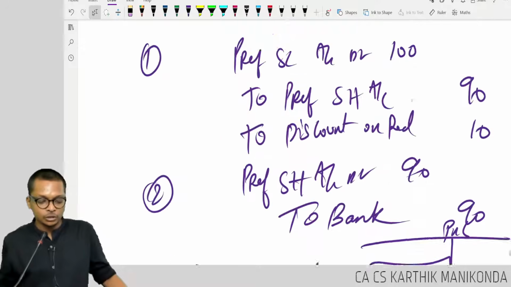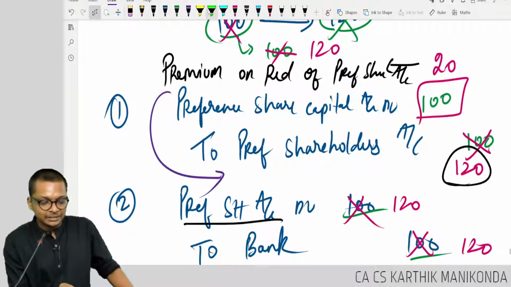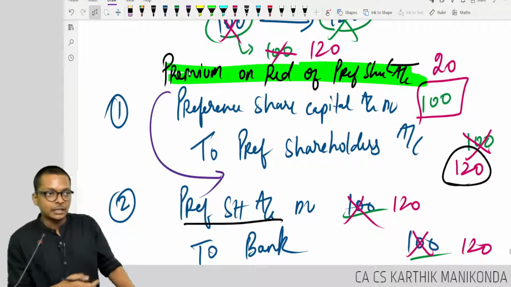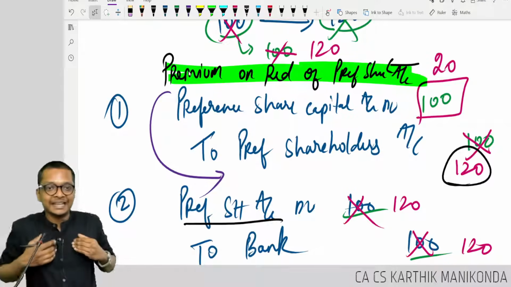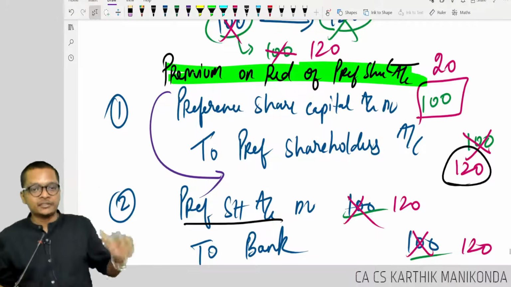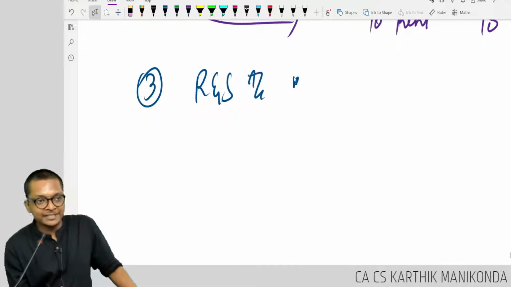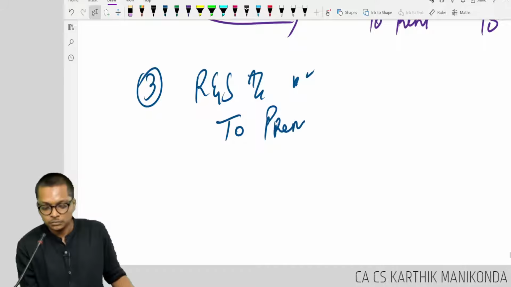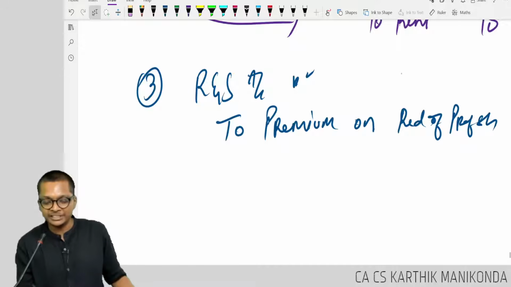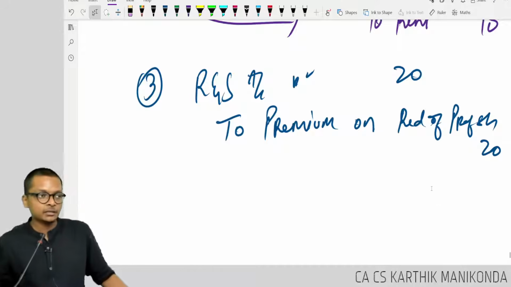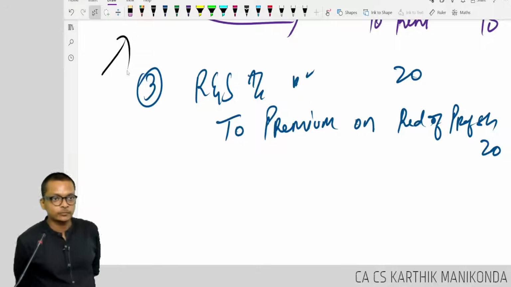Correct? So this debit, I am going back to the first base, this one, this debit, I should transfer to my P&L or in other words, I should transfer to my reserves. That is my third entry. Transfer of premium on redemption to reserves. So let me write the third entry: reserves and surplus account debit to premium on redemption of preference shares. How much in our example was it? 20. This is the third entry. Sir, 3 out of 4 entries done, sir. Super. That's it. Are you getting the third entry, guys?